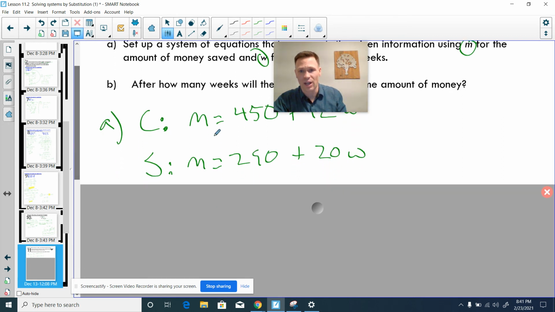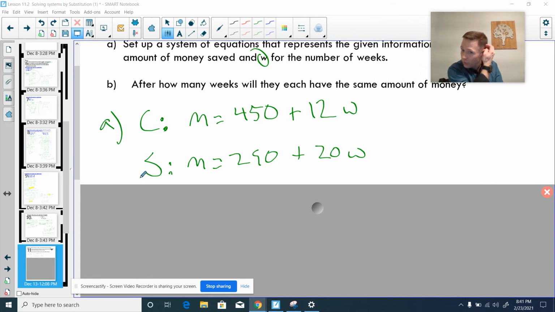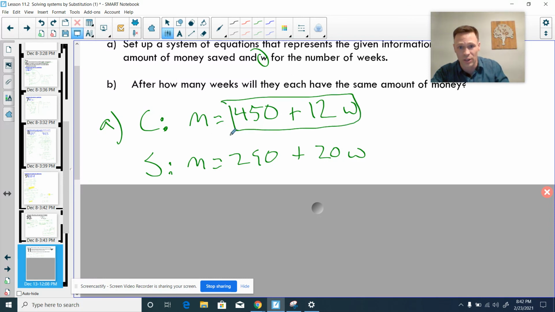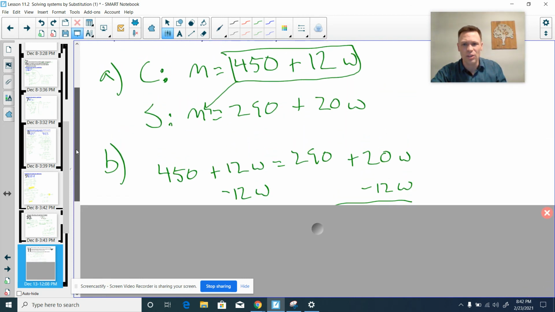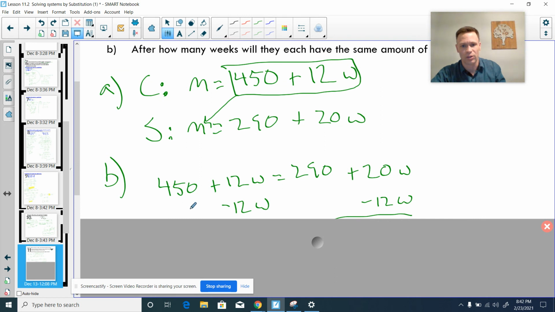And so this is a scenario that we would use substitution for. Notice we're not using X or Y here, but it really doesn't matter. If we were to do that, I would probably say Y is equal to 450 plus 12X. But we're not doing that, and it's not a big deal. In any event, I know that M is equal to something in one equation, so I can substitute that something into the other equation. Essentially we're setting these two things equal to each other, right? So we get 450 plus 12W equals 290 plus 20W.